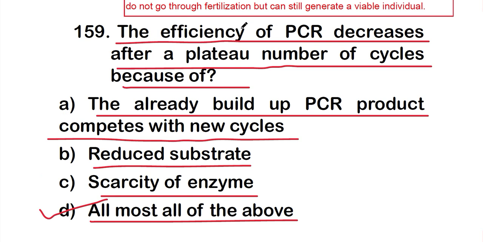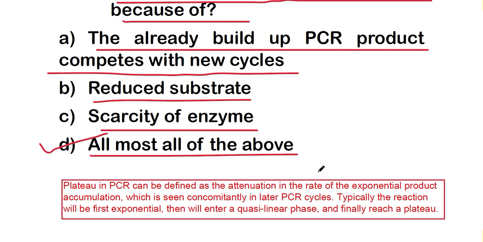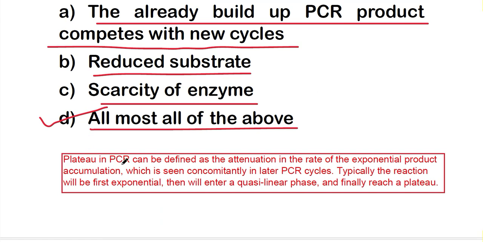So the efficiency of PCR decreases after a plateau number of cycles because of the already built up PCR product competing with new cycles, reduced substrate, and scarcity of enzymes. So what is plateau? Plateau in PCR can be defined as the attenuation in the rate of the exponential product accumulation, which is seen concomitantly in later PCR cycles.